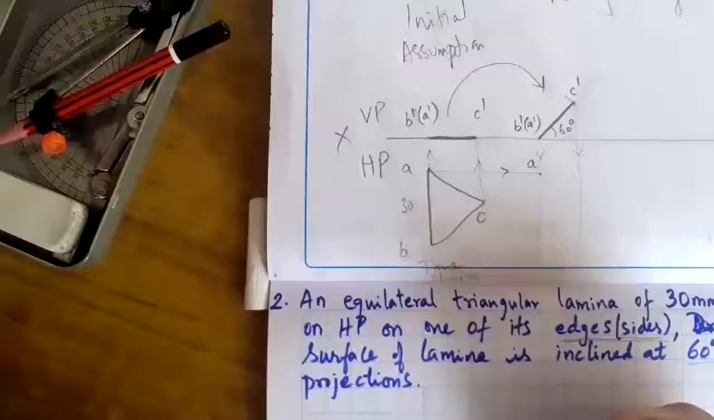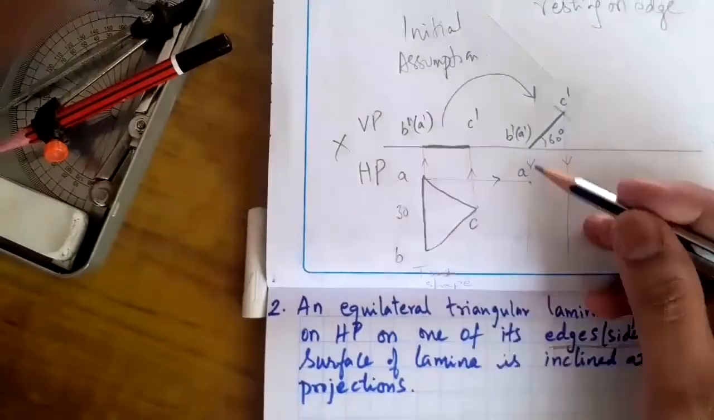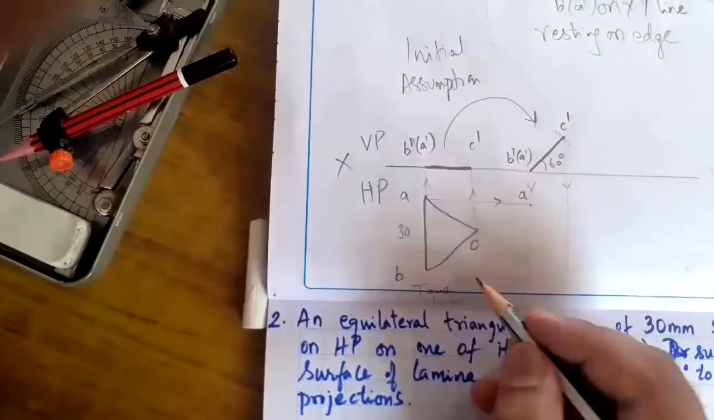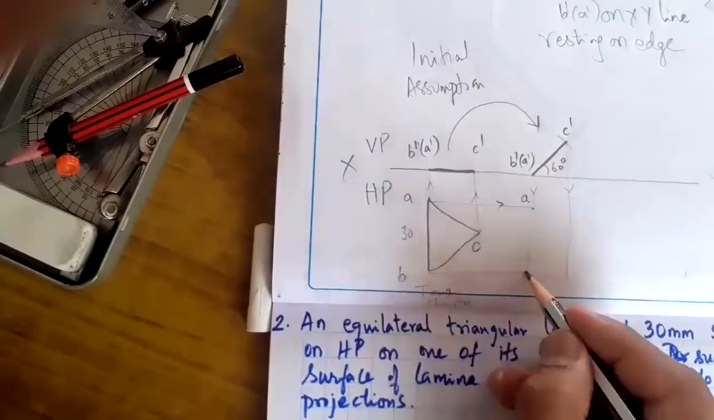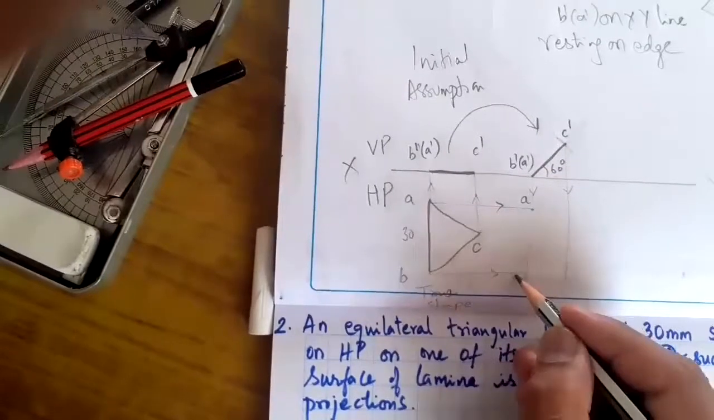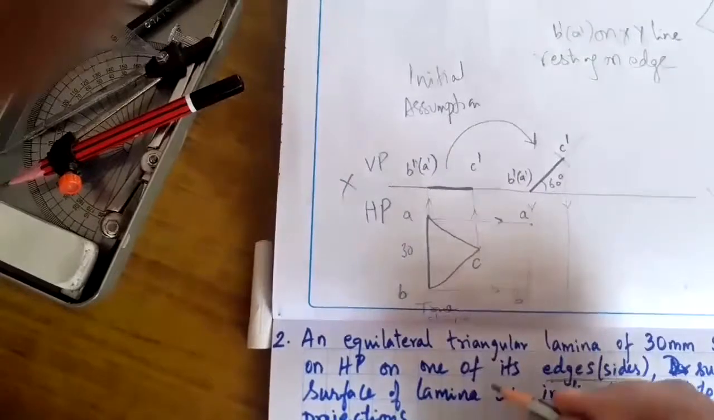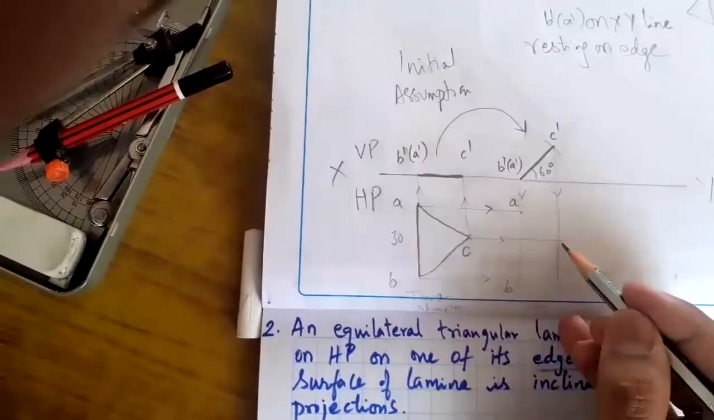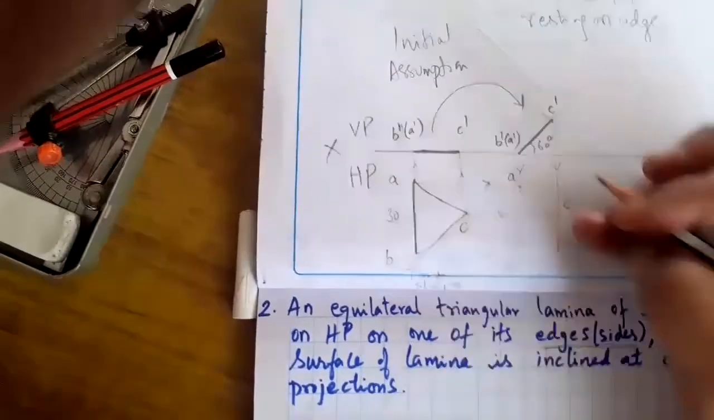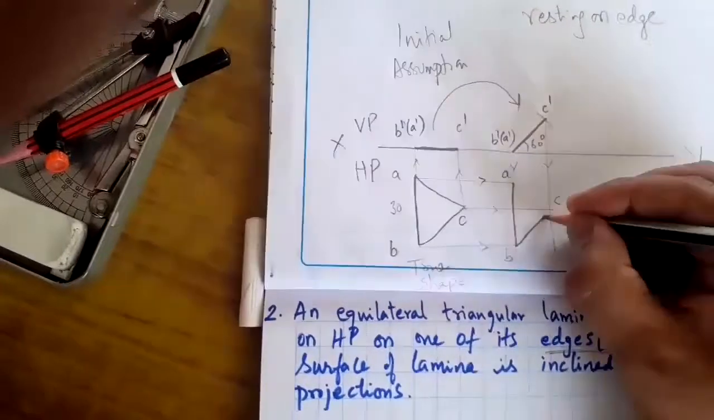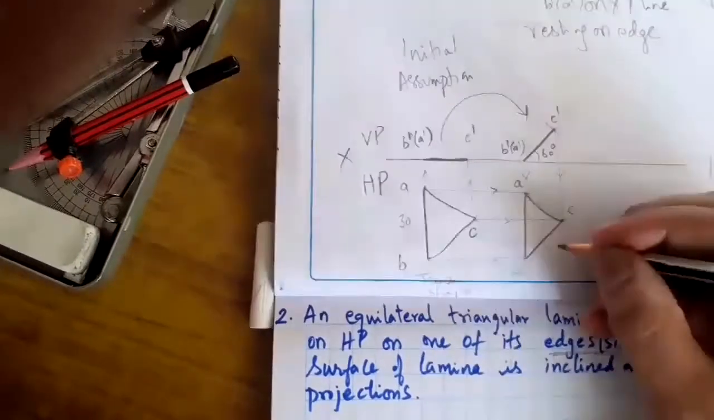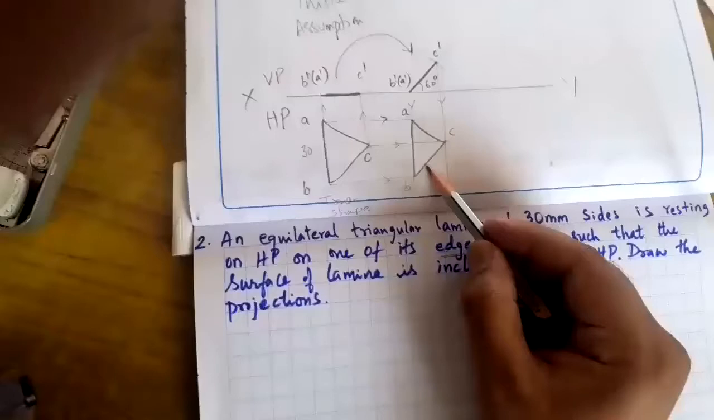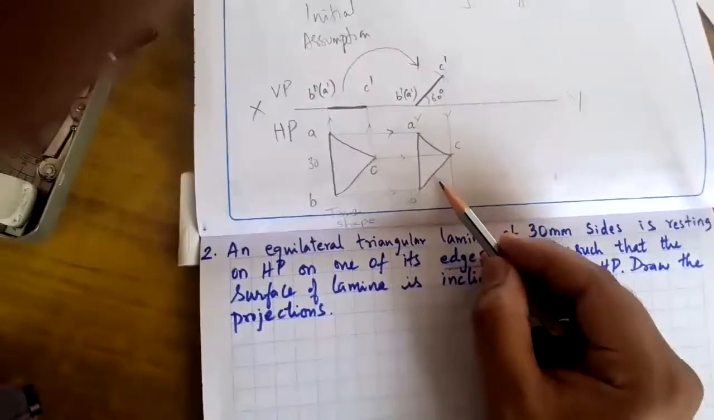Next, from B dash I am drawing a projector. I have drawn a projector downwards. From B I will draw a projector here like this. This is the location of B. Next, from C I am going to draw a projector till it meets the C dash projector, till here. This is C. Now I have got the apparent shape A, B as well as C. This is my foreshortened shape. After the surface of the lamina is inclined 60 degree, the equilateral triangular lamina will look in an apparent shape like this, not in the true shape.